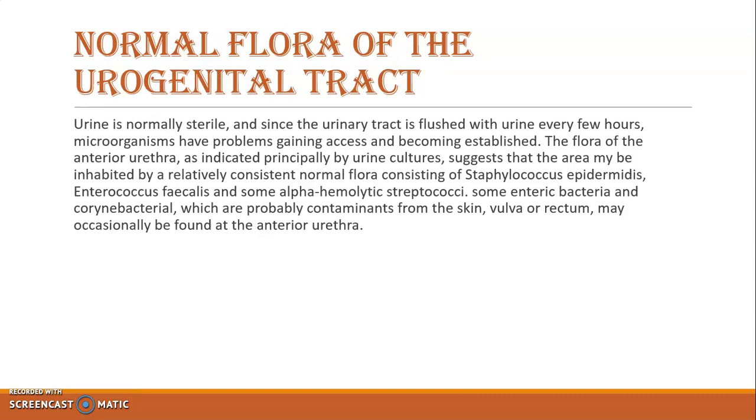Normal flora of the urogenital tract. Urine is normally sterile, and since the urinary tract is flushed with urine every few hours, microorganisms have problems gaining access and becoming established. The flora of the anterior urethra, as indicated principally by urine cultures, suggests that the area is inhabited by a relatively consistent normal flora consisting of Staphylococcus epidermidis, Enterococcus faecalis, and some alpha-hemolytic streptococci. Some enteric bacteria and coryneform bacteria, which are probably contaminants from the skin, vulva, or rectum, may occasionally be found at the anterior urethra.